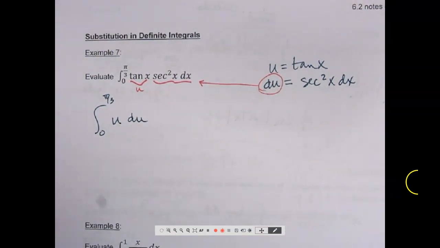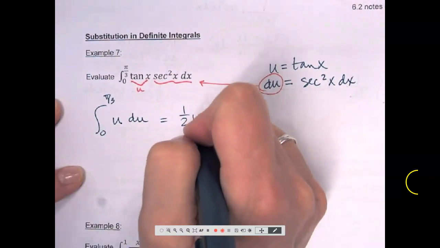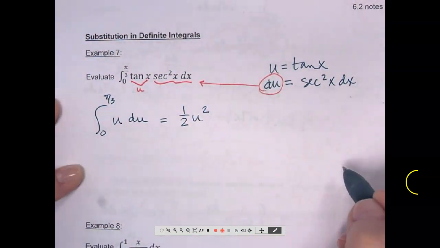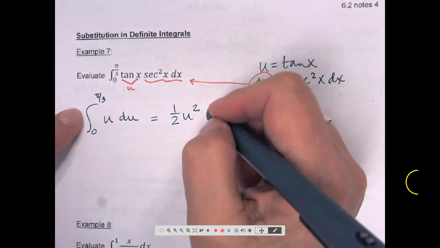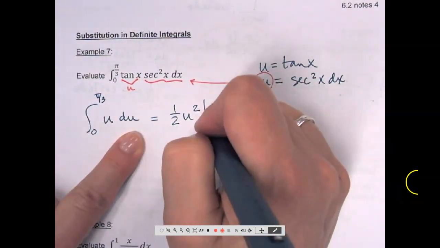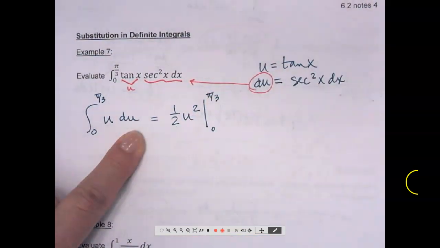What's the antiderivative of u? U squared over 2, or 1/2 u squared, whichever way you want to write that. And then I'm subbing in numbers, so the integral sign and the du go away. I put my vertical bar from 0 to pi over 3.